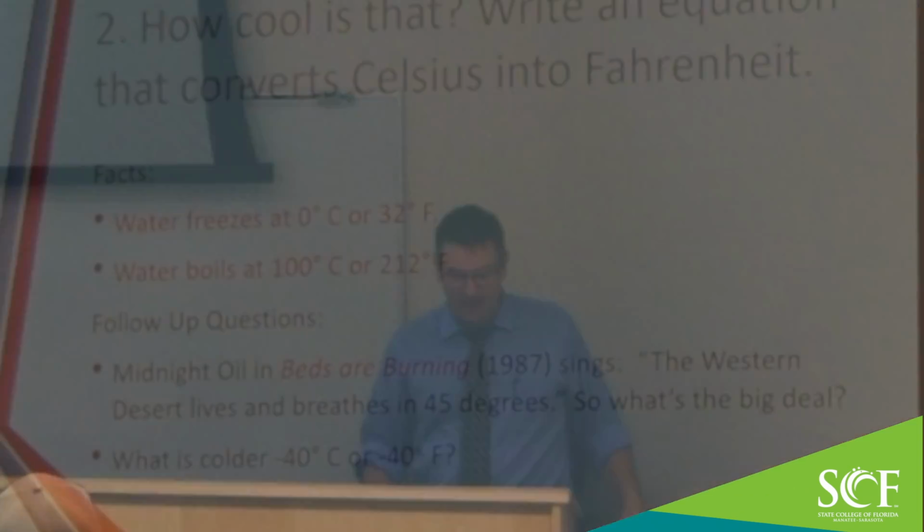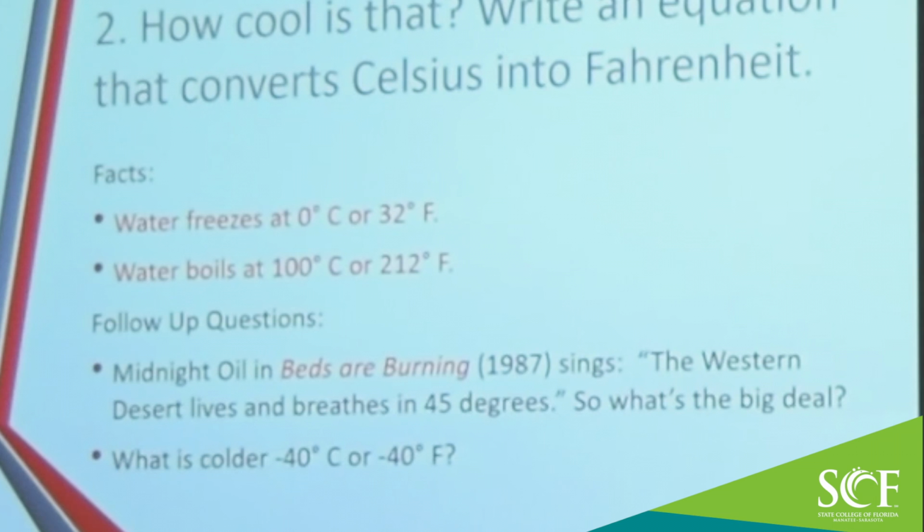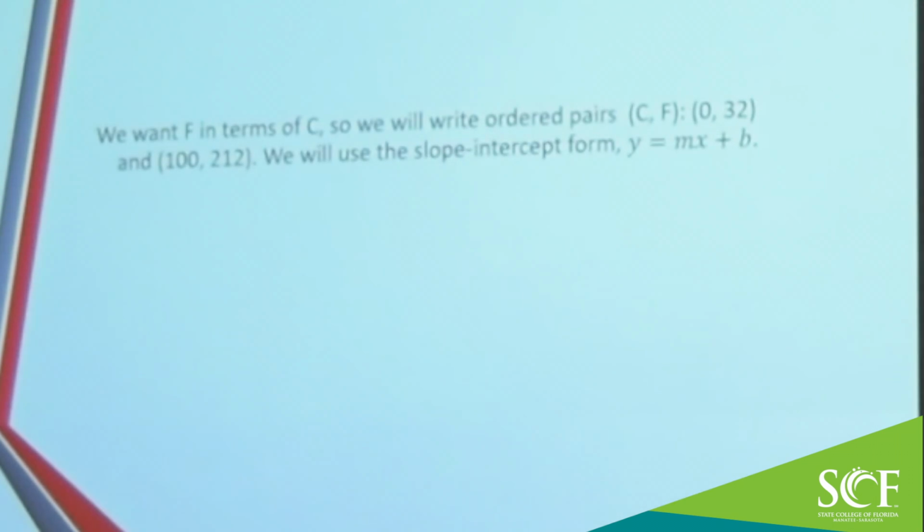So anyway, the other question I think is a really nice one too, is what is colder, 40 degrees Celsius or 40 degrees below Fahrenheit? So here's how we approach this. We do ordered pairs. So we do 0, 32, and 100, 212. We don't even need point slope form for this one. We can use a real simple formula, slope-intercept form. And the y-intercept is 32.